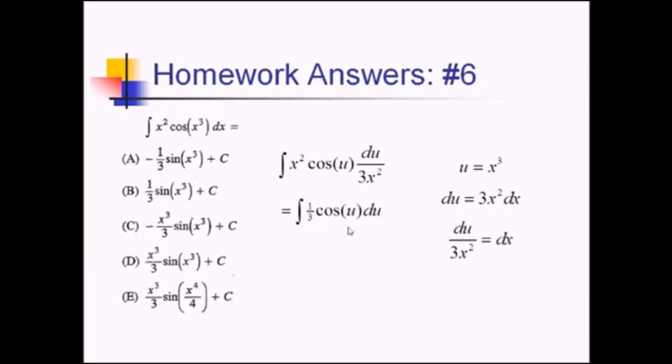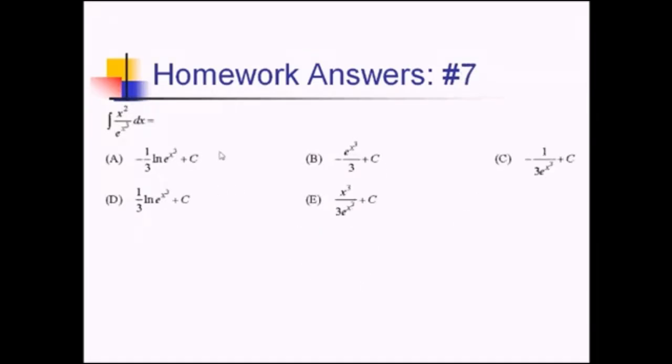And now I'm going to use my antiderivative rules. Antiderivative of cosine is sine, so this is 1/3 sine of u plus c. And since none of my answer choices have u's in them, I'm going to replace this u with this x cubed. So I've got 1/3 sine of x cubed plus c. And then looking at my answer choices, it looks like answer choice B has what I'm looking for, so we're done.